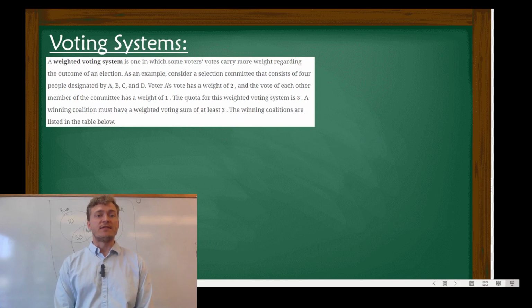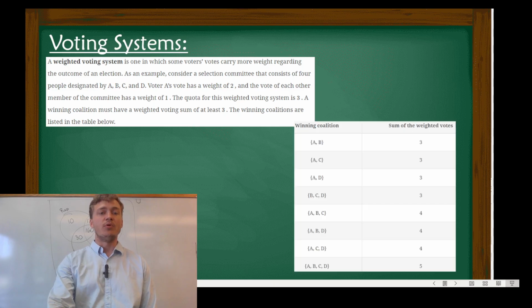A weighted voting system, however, is one in which some voters' votes carry more weight regarding the outcome of an election. As an example, consider a selection committee that consists of 4 people designated by A, B, C, and D. Voter A's vote has a weight of 2, and the vote of each other member of the committee has a weight of 1. Notice now that the vote of A carries more significance because the weight is higher. The quota for this weighted voting system is 3. A winning coalition must have a weighted voting sum of at least 3. The winning coalitions are listed in the table below.